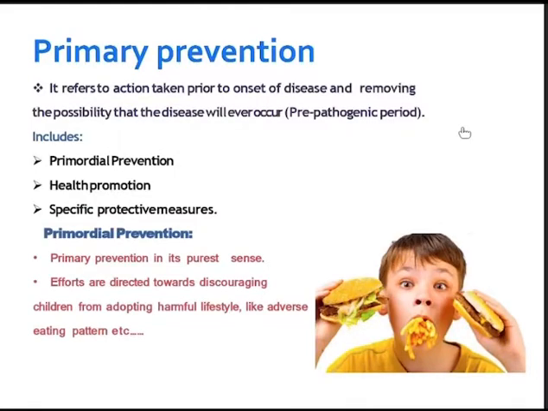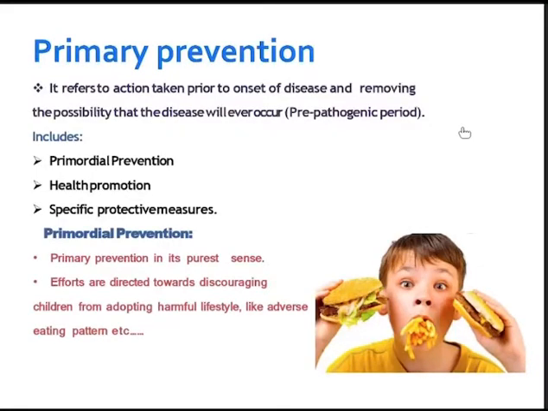For example, before the caries occurs, the first permanent molar erupts at 6 years of age. When the first permanent molar erupts, it will be more prone to caries because the enamel is still in the maturation stage. At that age, you apply fluoride and make the enamel stronger. Once the enamel is stronger, it is more resistant to caries. So before the disease occurs, whatever procedures you do are called primary prevention.